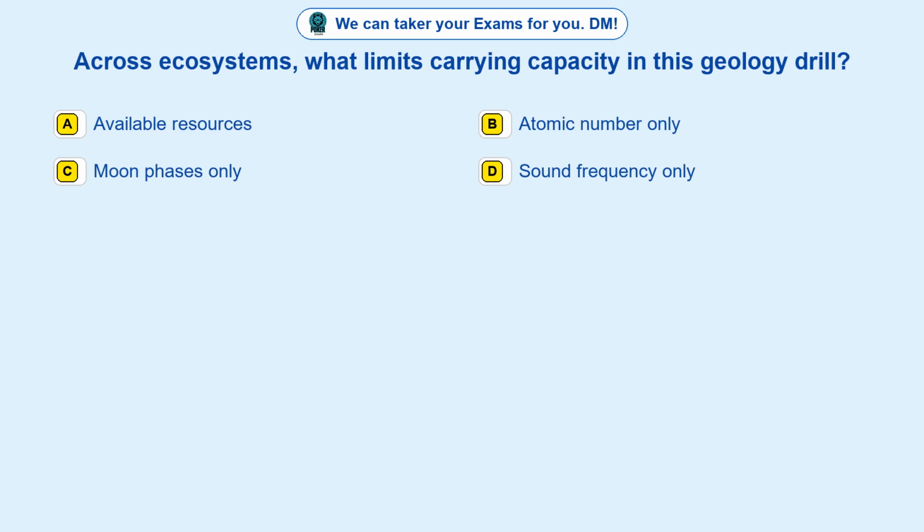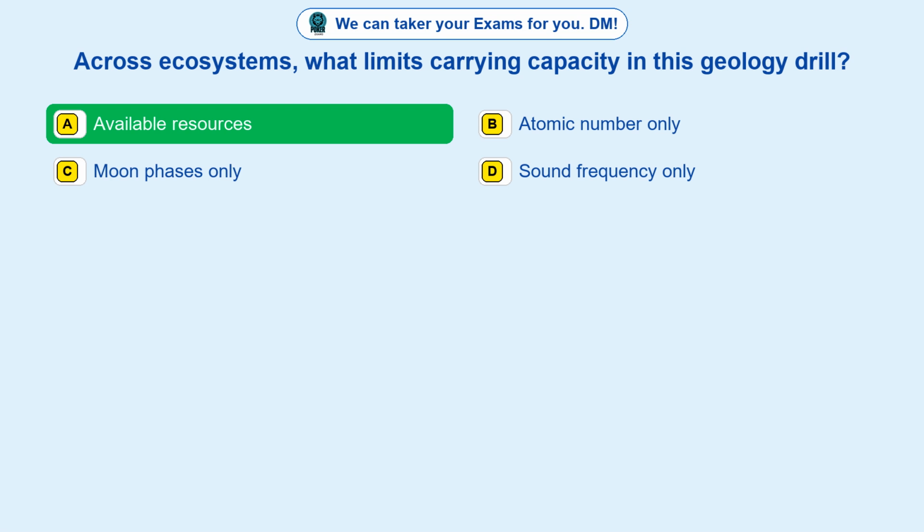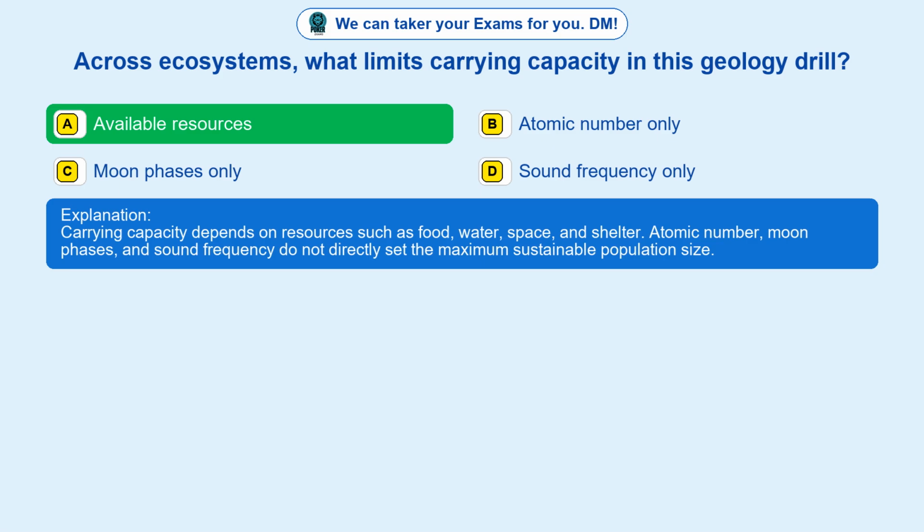Question 29. Across ecosystems, what limits carrying capacity in this geology drill? Option A, available resources. Option B, atomic number only. Option C, moon phases only. Option D, sound frequency only. The correct answer is option A. Available resources. Carrying capacity depends on resources such as food, water, space, and shelter. Atomic number, moon phases, and sound frequency do not directly set the maximum sustainable population size.